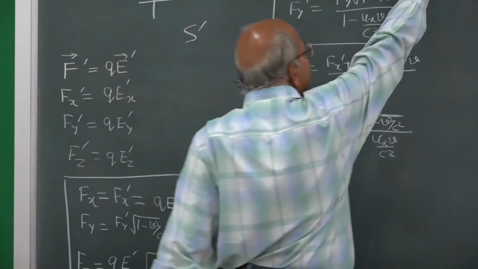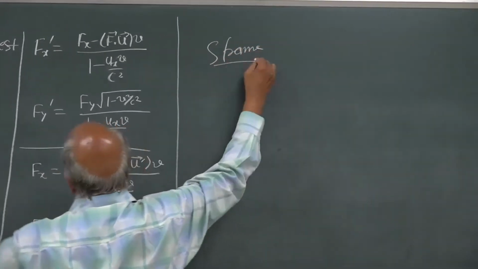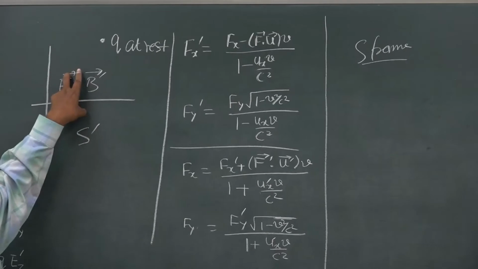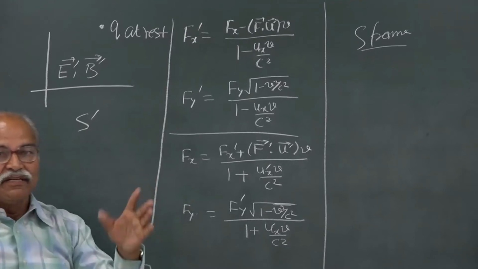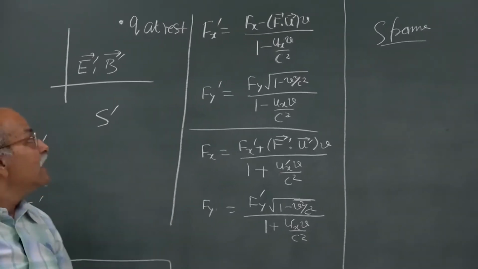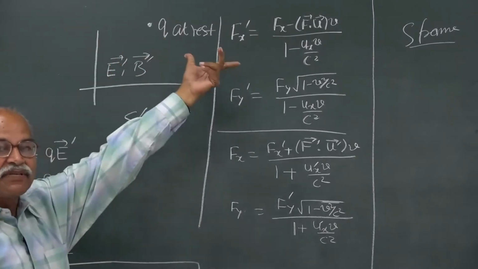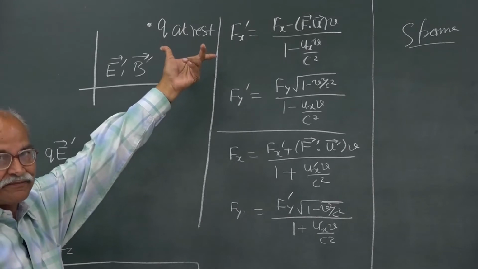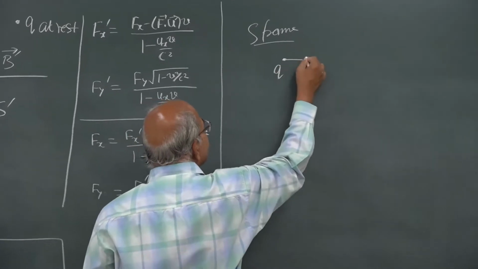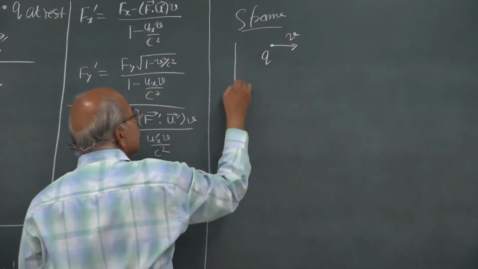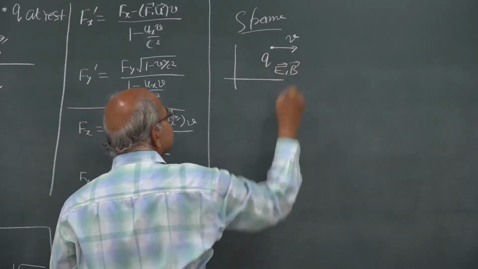Now, come to S frame and look at the same situation from S frame. In S frame there will be some electric field, some magnetic field, and this particle will be moving in S frame with a velocity v in positive x direction. So, from S frame you have this particle q which is moving in this direction with a velocity v. This is your S frame, and you have some electric field, you have some magnetic field.